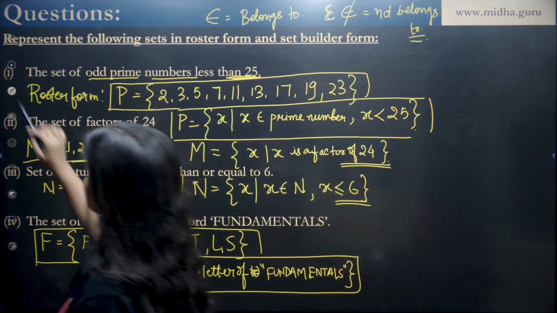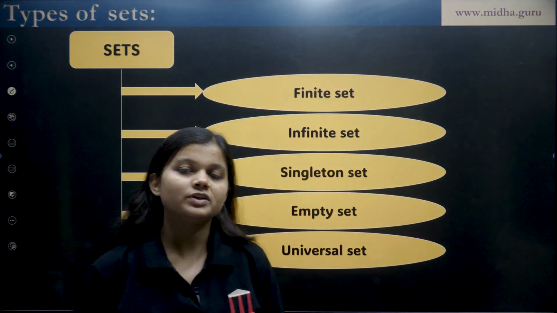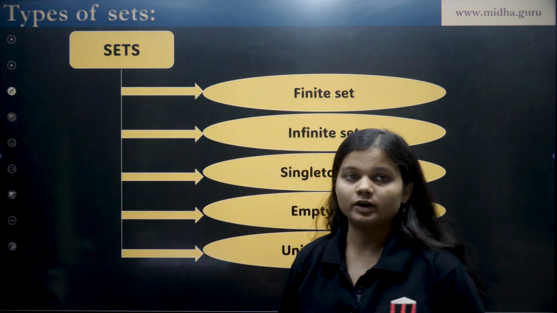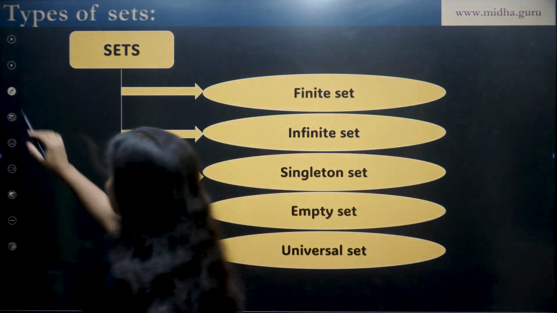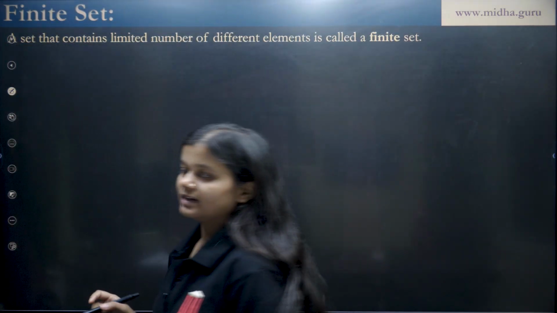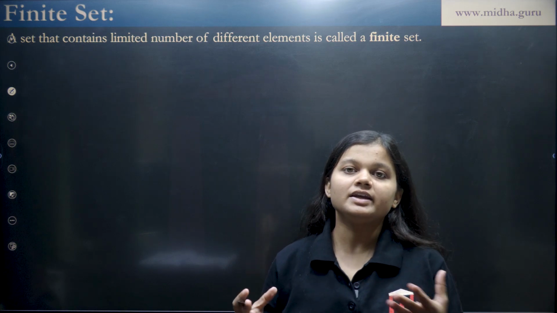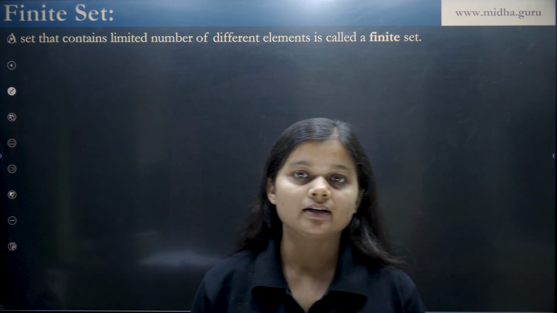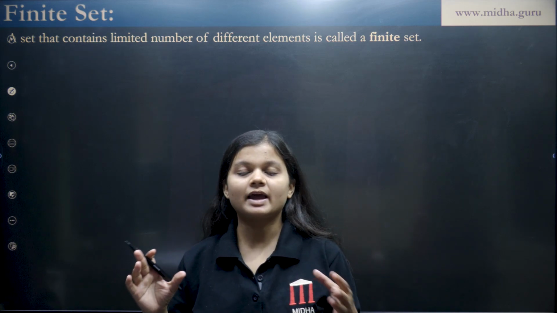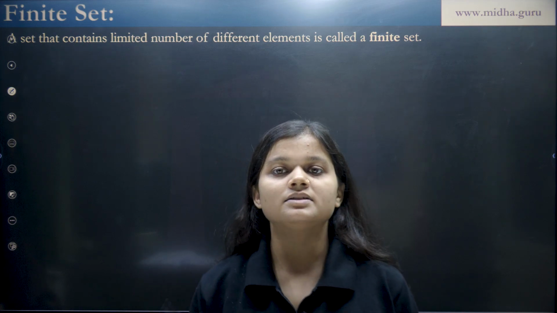Now let's move to the next slide. So let's deal with each and every type of set one by one. Okay, let's start. First is finite set. What is finite set? If in any set the number of elements can be calculated, then it is finite set.